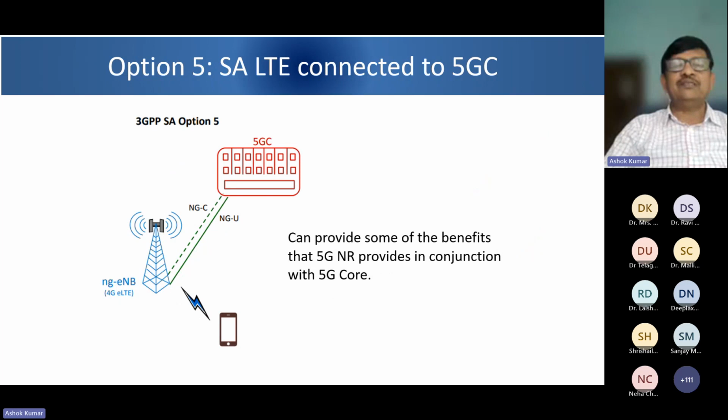And for most operators, the other standalone option, as I discussed, is that you have a 5G core, but the radio is LTE. So in this case also, you may not have all the eMBB, URLLC, and mMTC features because the BTS is not 5G, it is a 4G BTS.